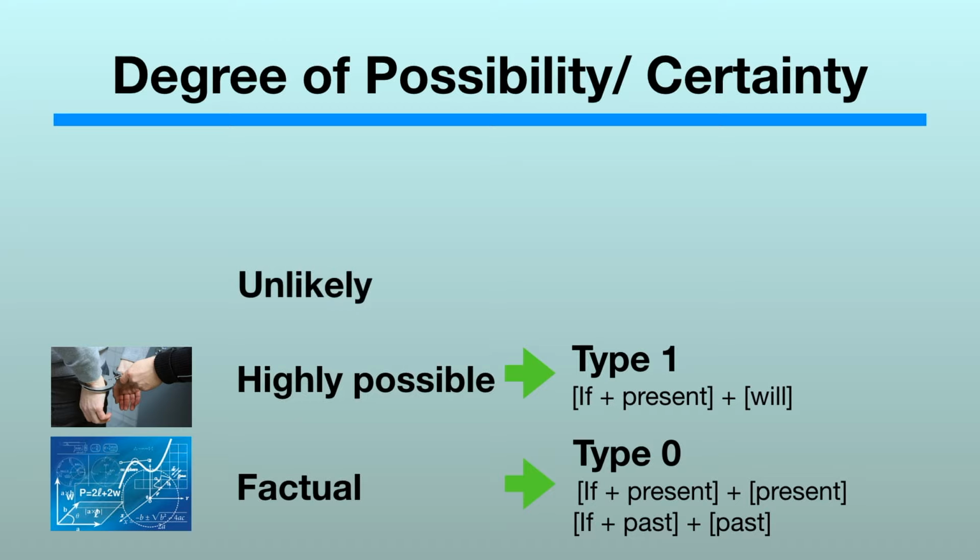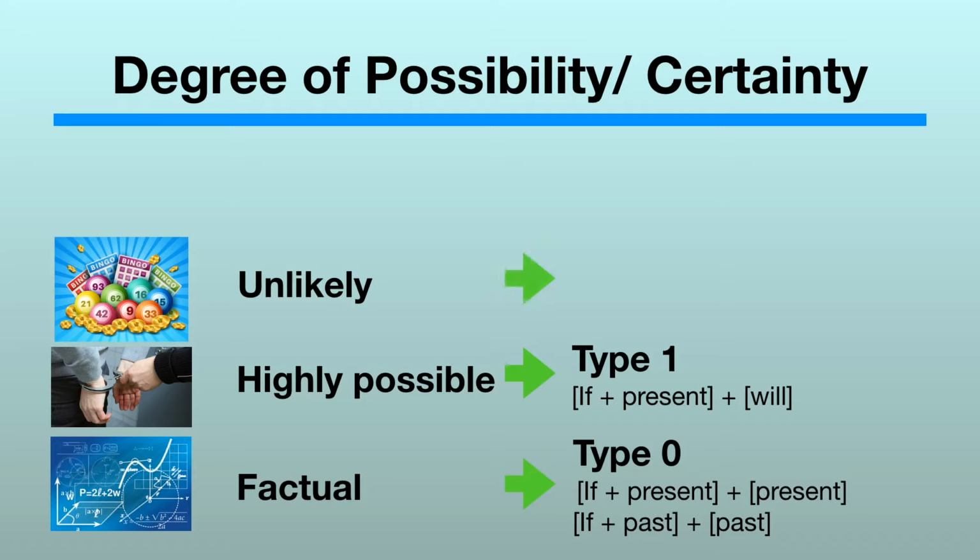And next, we have an unlikely situation. It signals a rather low possibility, like winning the lottery. For this, we need type 2. And in the parts beginning with if, we need the past tense verb. In the next parts, we need would, the past tense of will.